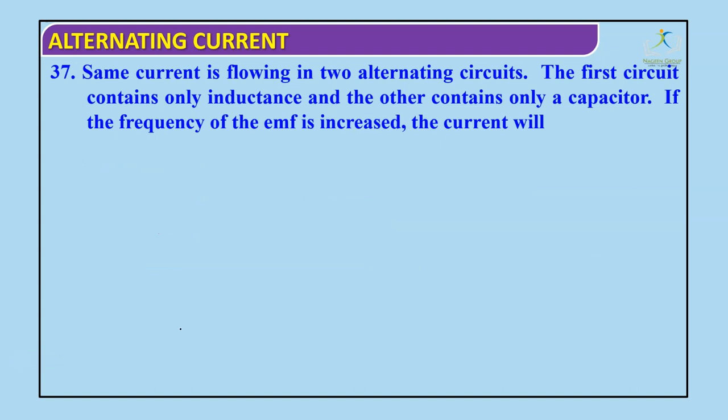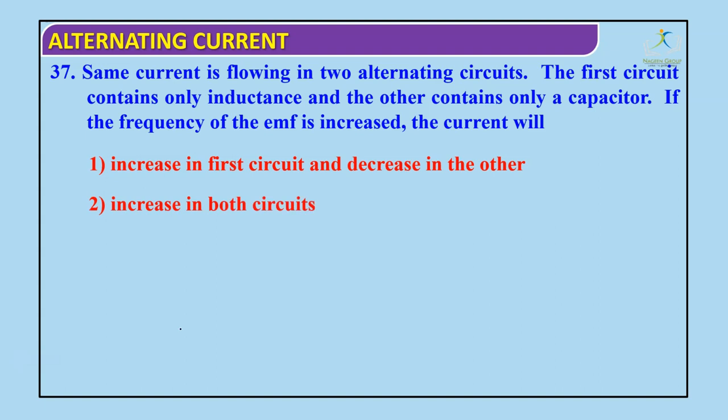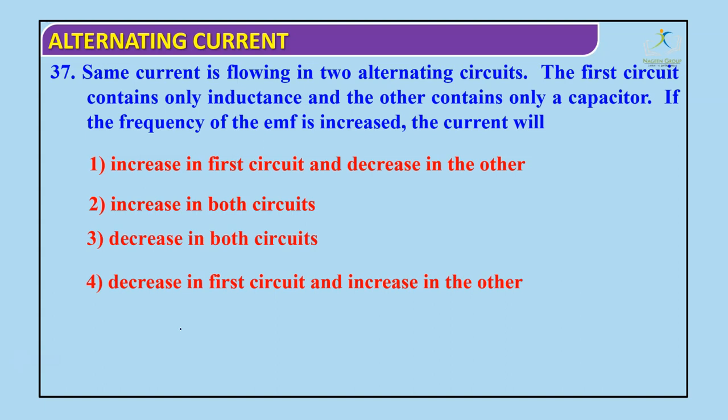Next question we have, same current is flowing in the two alternating circuits. The first circuit contains only inductance and the other contains only a capacitor. If the frequency of the EMF is increased, the current will increase in the first circuit and decrease in the other, increase in both circuits, decrease in both circuits, decrease in the first circuit and increase in the other. The correct answer for this question is fourth.